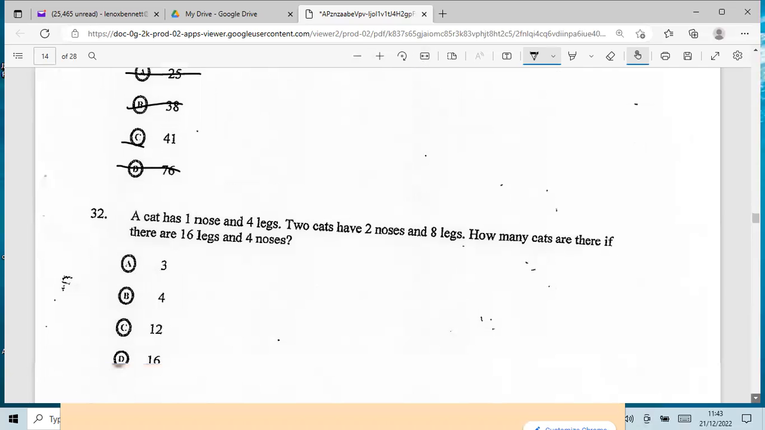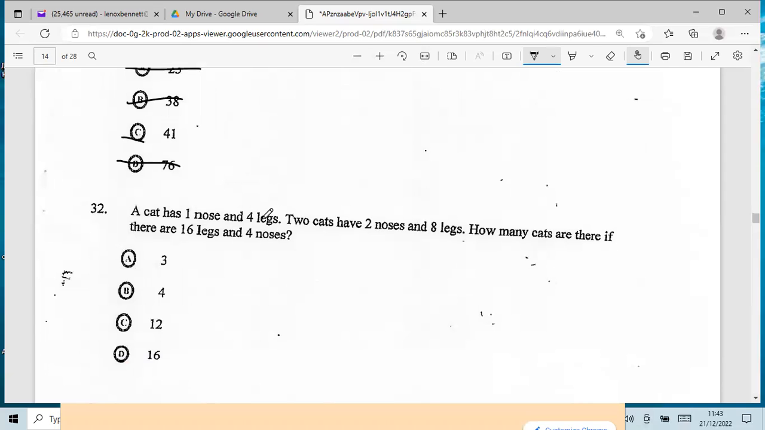So when you guys watching the playback, it's smooth. A cat has 1 nose and 4 legs. 2 cats have 2 noses and 8 legs. How many cats are there if there are 16 legs and 4 noses? You sure it's 16? Sir, the answer is 4. Oh, 4. I think so too. Because, sir, 2 times 2 equals 4. Then you go ahead now and say 4 times 4 equals 16. I think you could just use the noses because 1 cat has 1 nose. So if you have 4 noses, that's 4 cats.